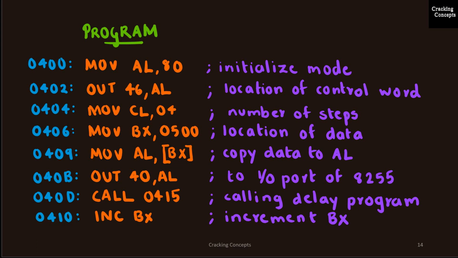And each of these values, as we saw before, will be out to the IO port of 8255. So out 40, AL. This is also a 2 byte instruction. Next step is to call the delay. That is to generate a delay between each step. Now the delay code is written at location 0415. So we'll move on to that location.